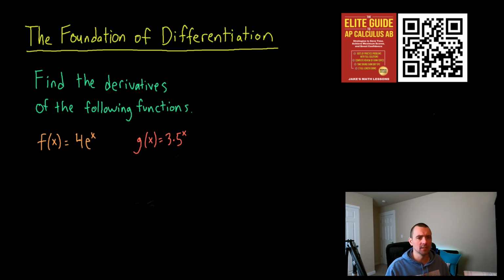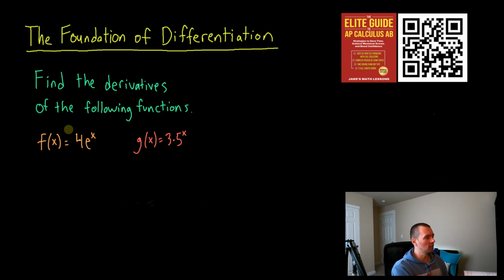Today we're going to continue our discussion of how to find derivatives of certain elementary functions from my book, The Elite Guide to AP Calculus AB. Yesterday we talked about how to find the derivative of logarithmic functions. Today we're going to be discussing how to find the derivative of exponential functions. It's going to play out pretty similarly to the example we did in yesterday's video, but I wanted to show you a couple examples of exponential functions and how to find their derivatives. So let's go ahead and just jump right into it.